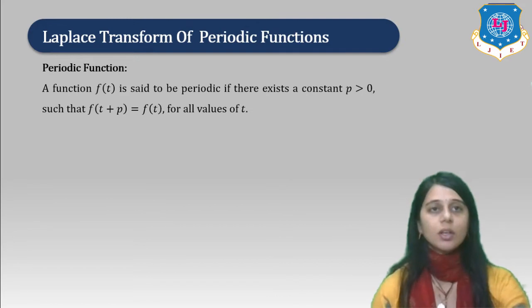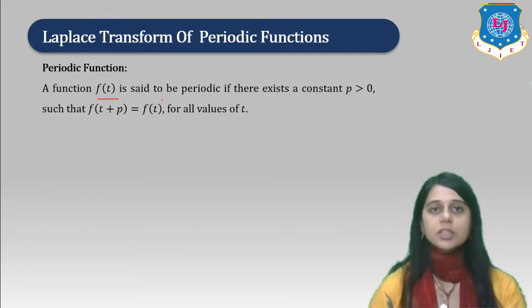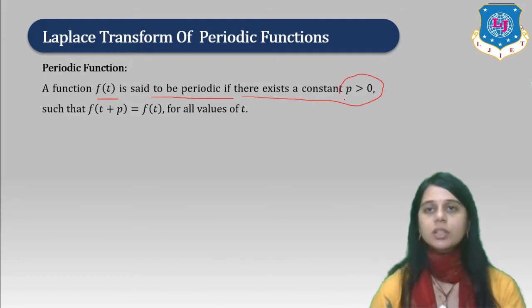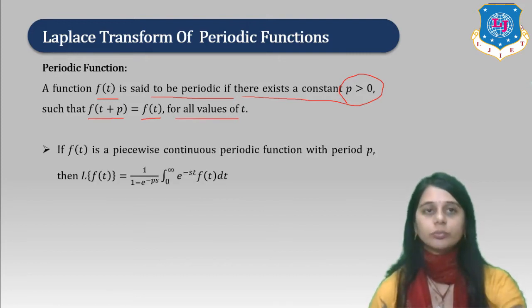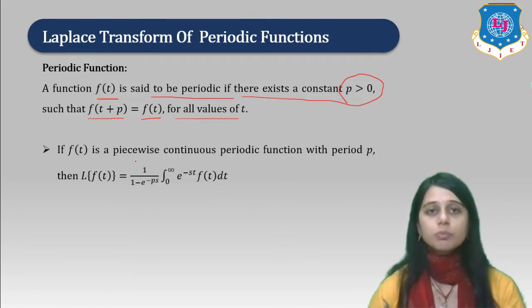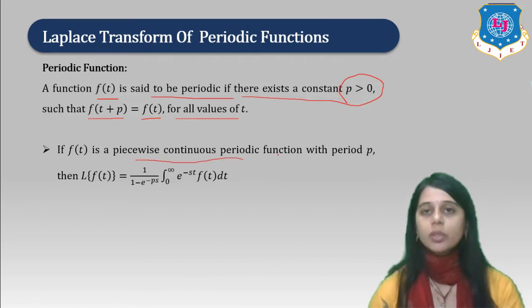A function f of t is said to be periodic if there exists a constant p greater than 0 such that f of t plus p equals f of t for all values of t. If f of t is a piecewise continuous periodic function with period p, then Laplace of f of t equals 1 upon 1 minus e raised to minus ps, integration 0 to p of e raised to minus st f of t dt.